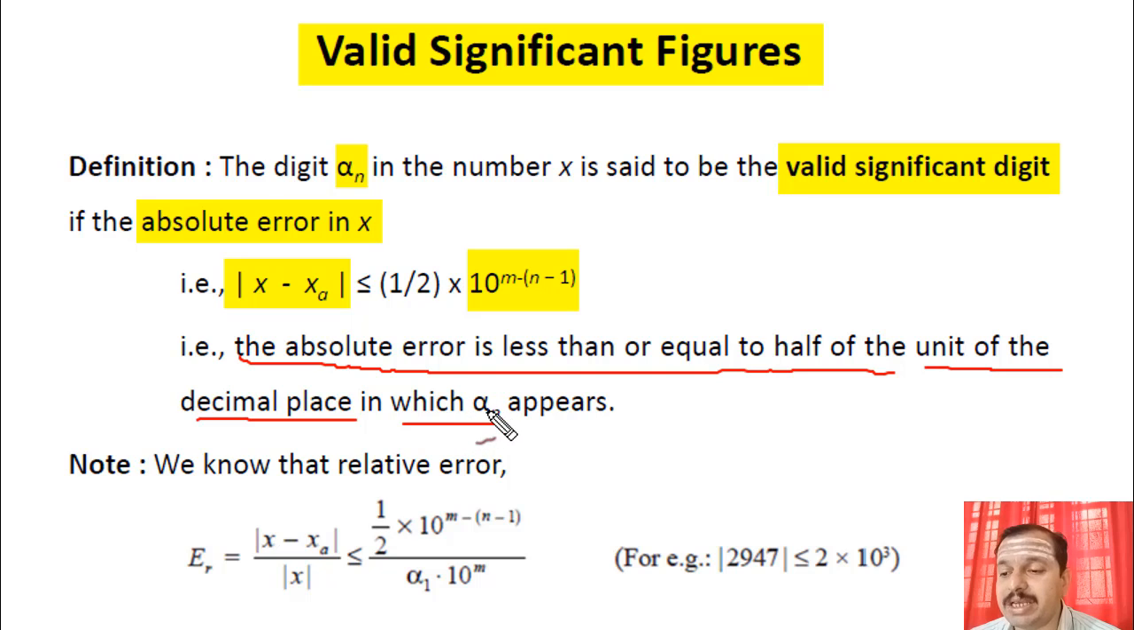Alpha n is the digit which is present in the nth place of the given number x. So we have to write the unit of that particular digit and we have to multiply half to that, and we have to see this condition, that is, the absolute error must be less than or equal to half of the unit of the decimal place in which alpha n appears. So that is the definition of valid significant digits.